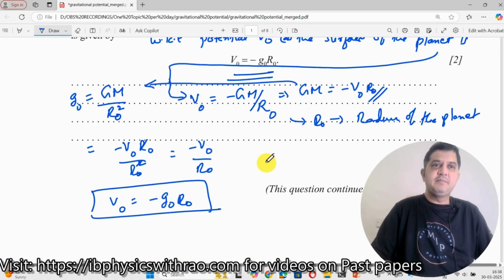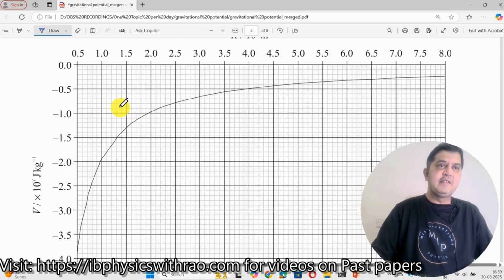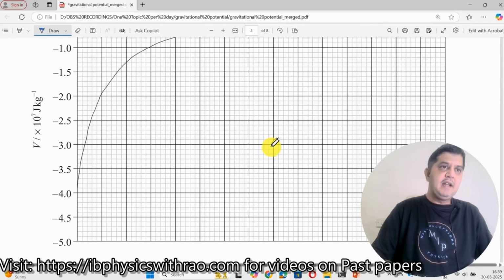Okay, next. The graph shown below shows the variation with distance r from the center of the planet of the gravitational potential V. R of the planet is given as 5 into 10 power 6. Values of V are not shown for r less than r0. Which means values of potential versus the distance of an object from the planet are shown over here, and inside the planet, what happens has not been shown.